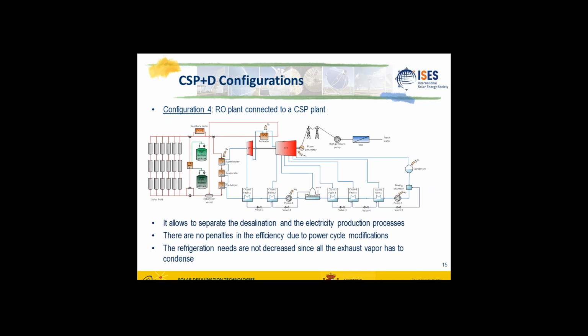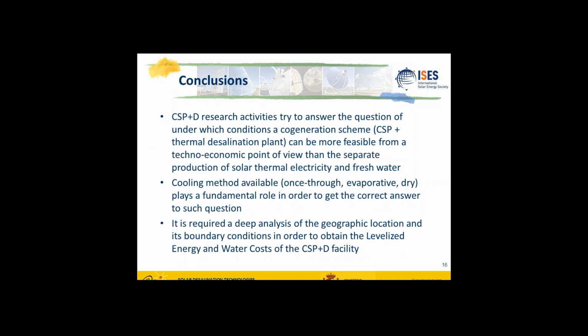An option to that, which we call configuration 2, is to use multi-effect distillation with thermocompression. You have here the plant with the steam injector, and in this case the low pressure steam comes from the multi-effect distillation plant, and we drive the steam injector with medium or high pressure steam coming from the power plant.